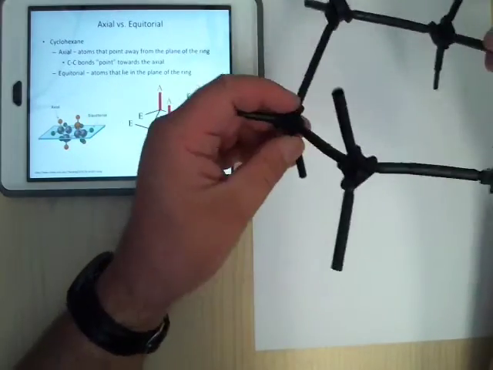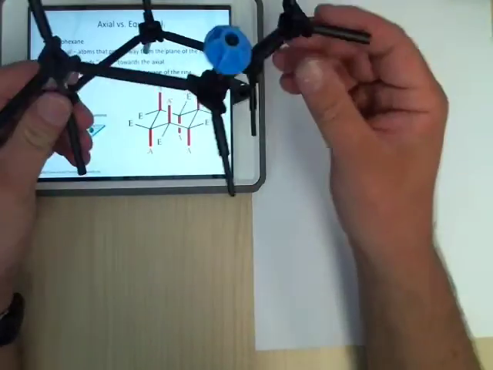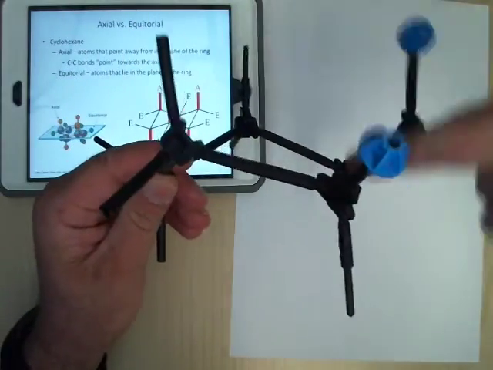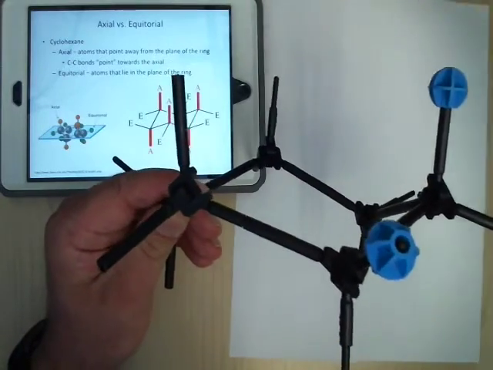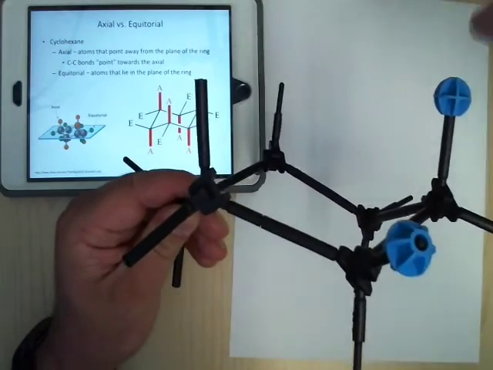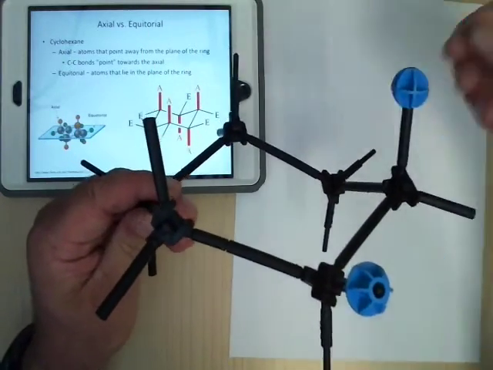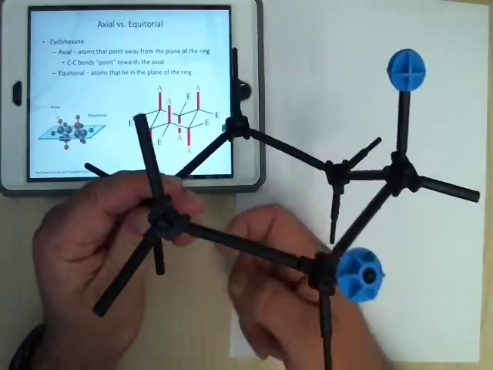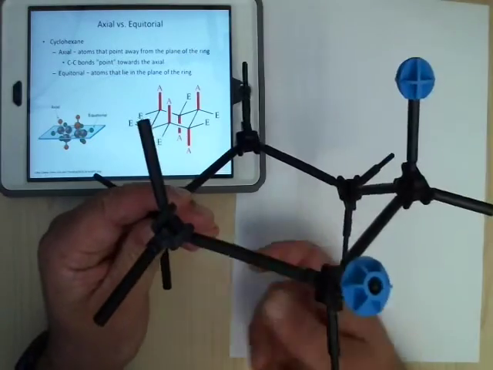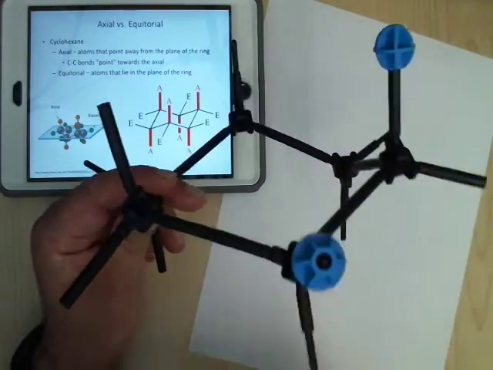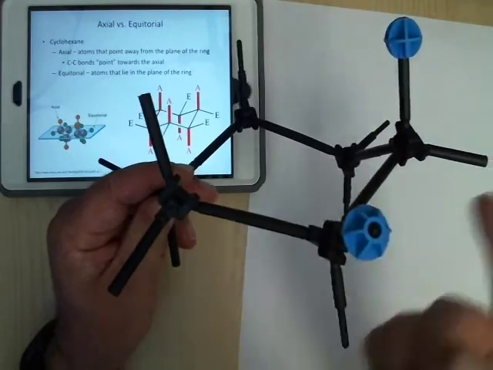Okay, and so you can sort of think about this as a globe, right? So if there's a globe here, these guys here are pointed towards the North and South Pole. These are at the North Pole, these are at the South Pole. Okay, so like that, and then you're going to have these ones around the outside that are towards the equator, the equatorial.